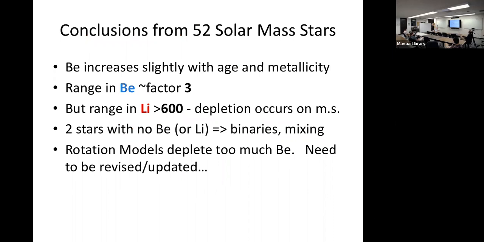So with these 52 stars, we see beryllium increases slightly with age and slightly with metallicity, which is okay, we expect that. But the range is only a factor of 3 compared to this huge range in lithium, factor of 600. And then we have these neat 2 stars that have no lithium and no beryllium. And our explanation for that is that they're interacting with it again.